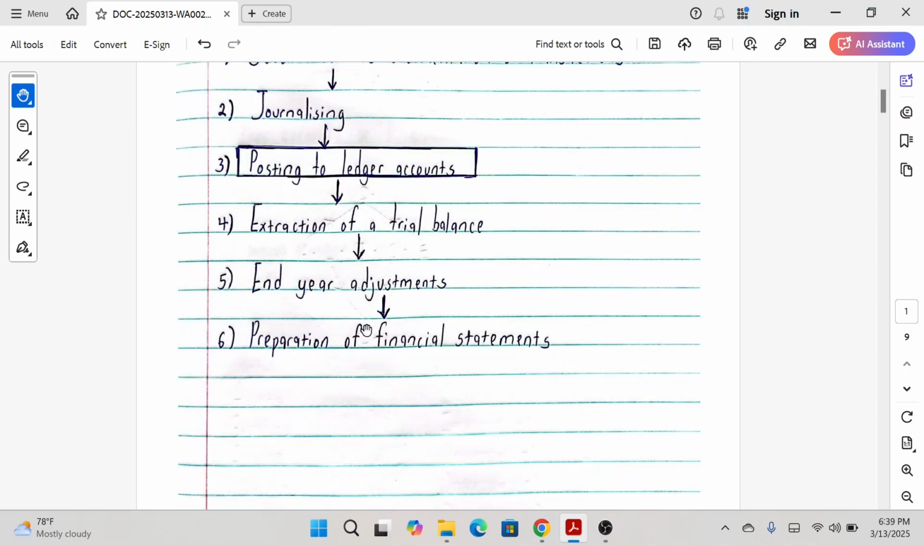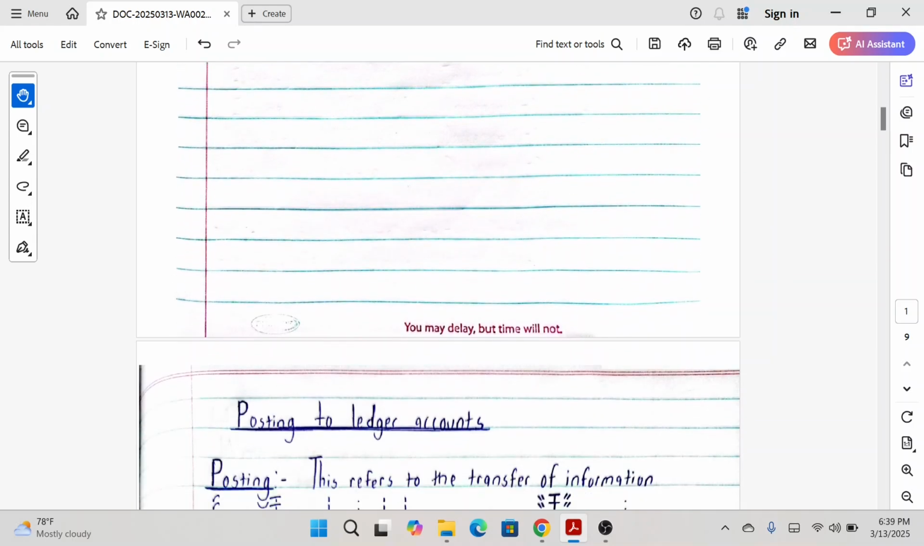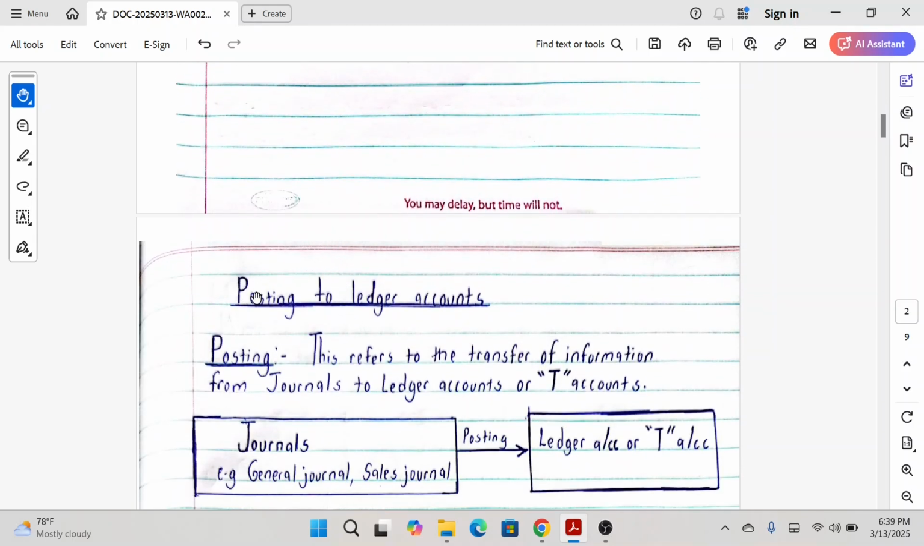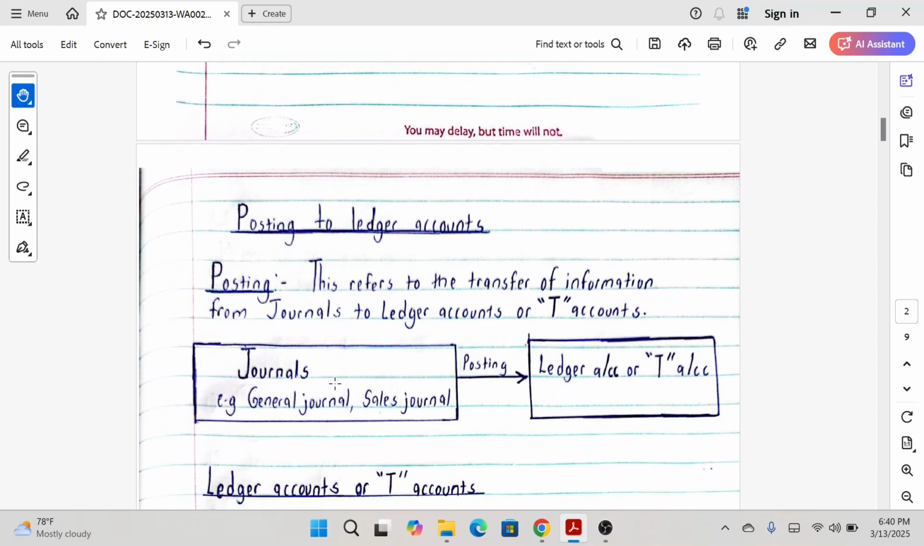Having known the accounting cycle, we now go to our main topic of today, which is posting to the ledger accounts. Posting refers to the transfer of information from journals to the ledger accounts, or what you can call the T accounts. This is a diagram illustrating this definition. You can have journals like the general journal and sales journal, and the process of transferring or posting to the ledger account is what is called posting.